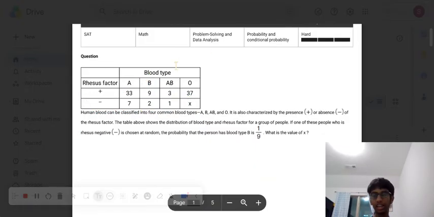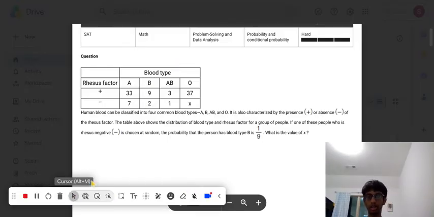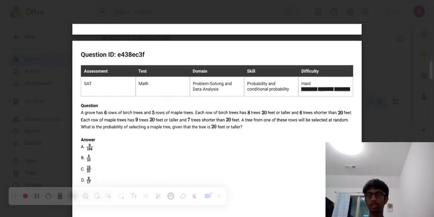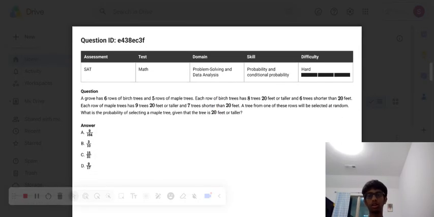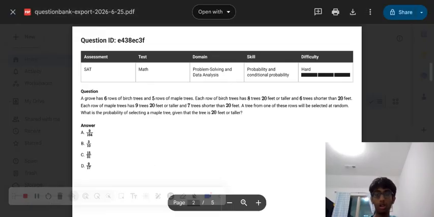Things got a bit messy there with my annotations, and I'm sorry for that, but let's move on to the next question. The next question states, a grove has 6 rows of birch trees and 5 rows of maple trees. Each row of birch trees has 8 trees 20 feet or taller, and 6 trees shorter than 20 feet. Each row of maple trees has 9 trees 20 feet or taller, and 7 trees shorter than 20 feet. A tree from one of these rows will be selected at random. What is the probability of selecting a maple tree given that the tree is 20 feet or taller?